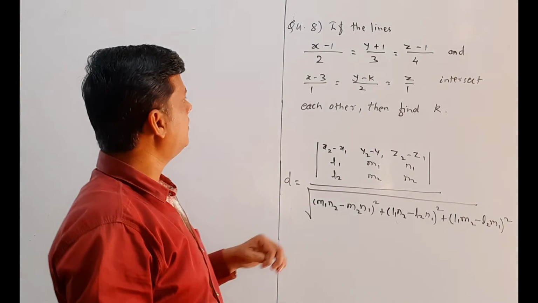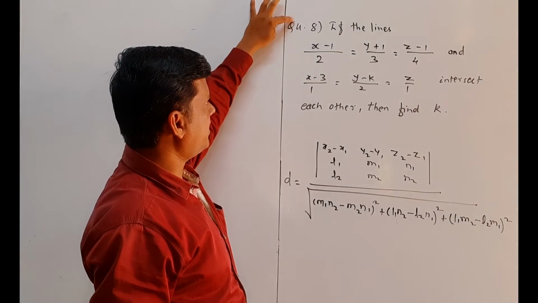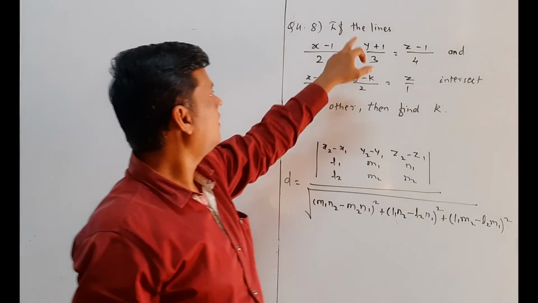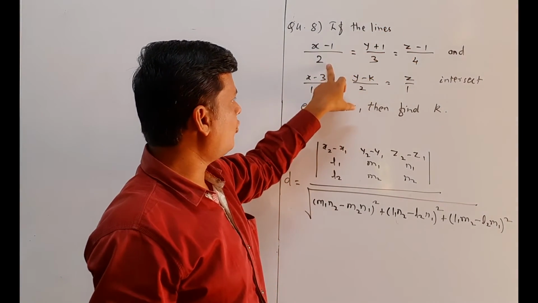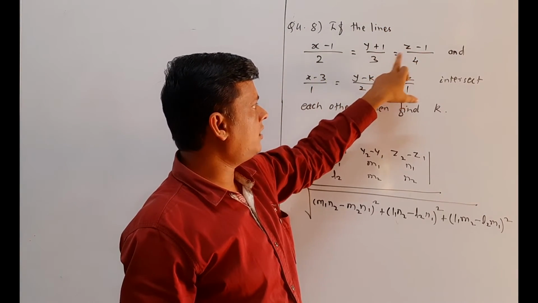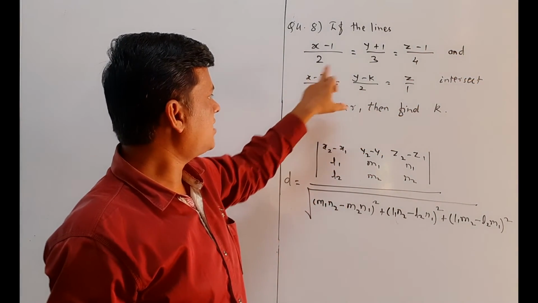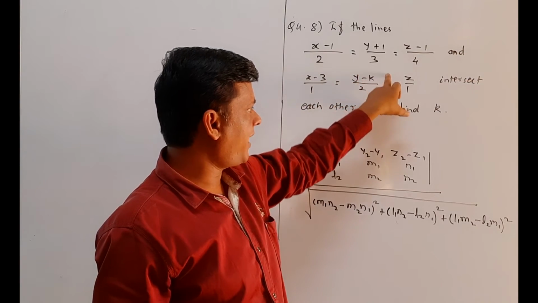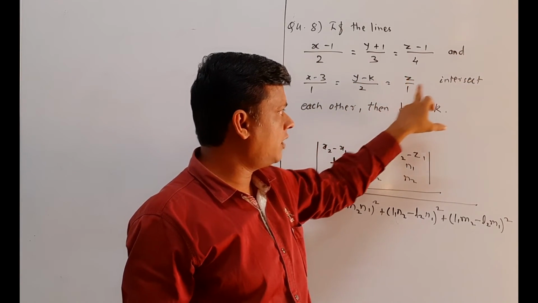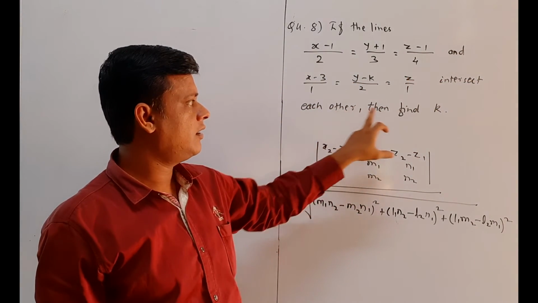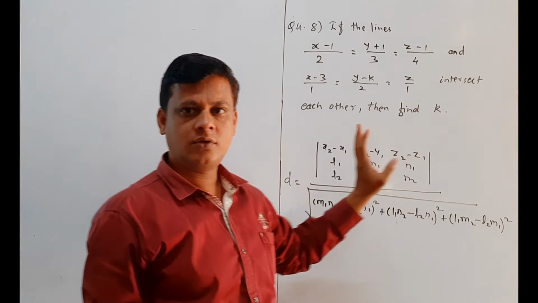Now see the last question of this exercise, question number 8. If the lines x minus 1 upon 2 equals y plus 1 upon 3 equals z minus 1 upon 4 and x minus 3 upon 1 equals y minus k upon 2 equals z upon 1 intersect each other, then find the value of k.